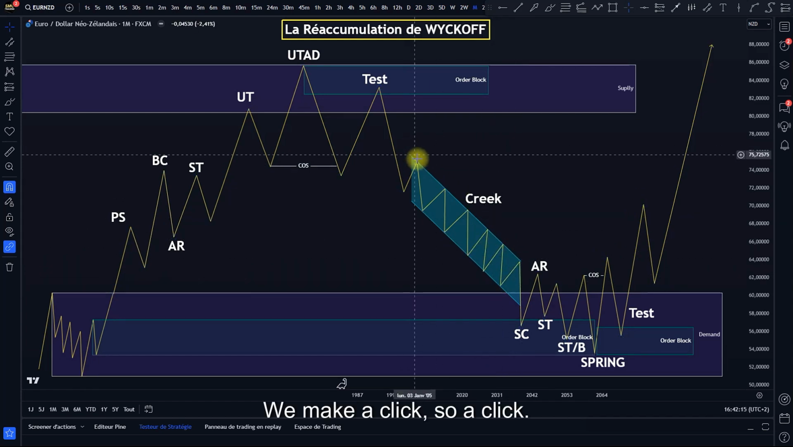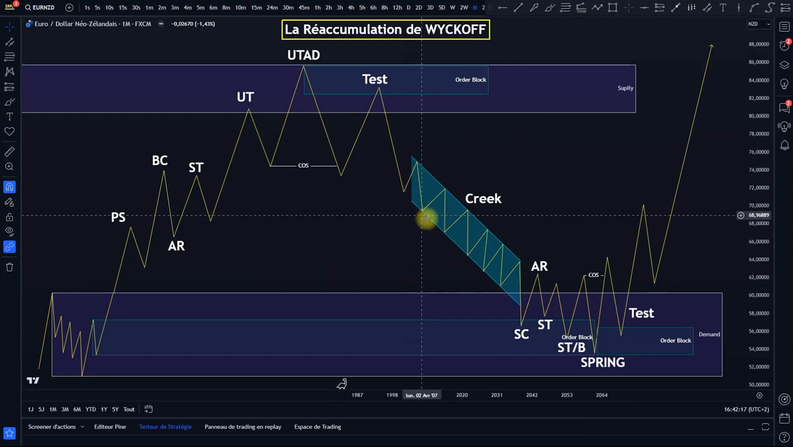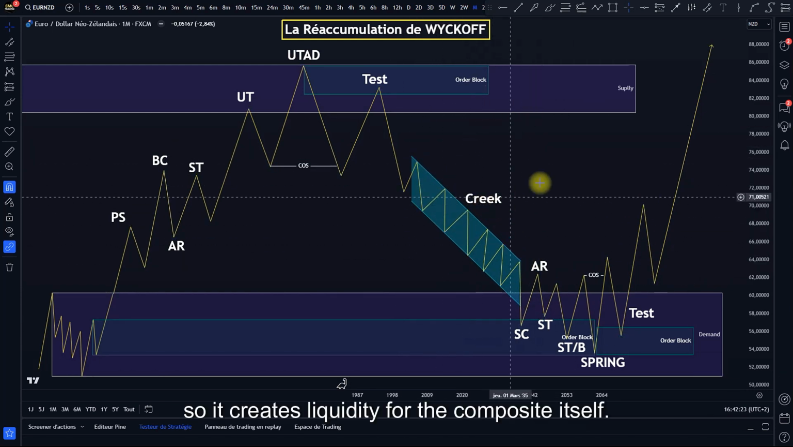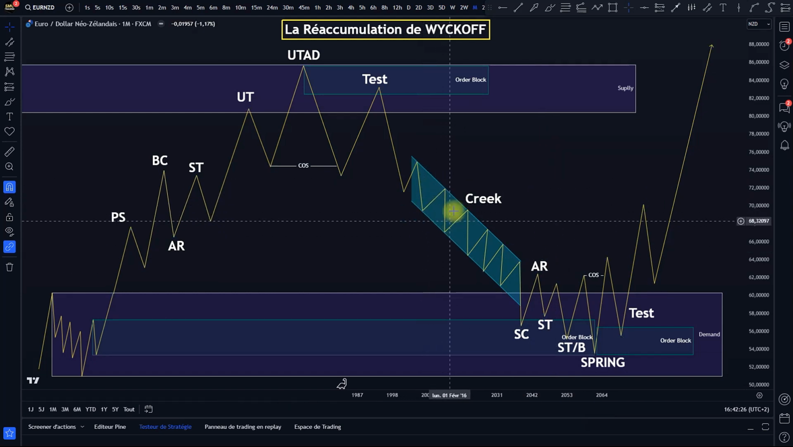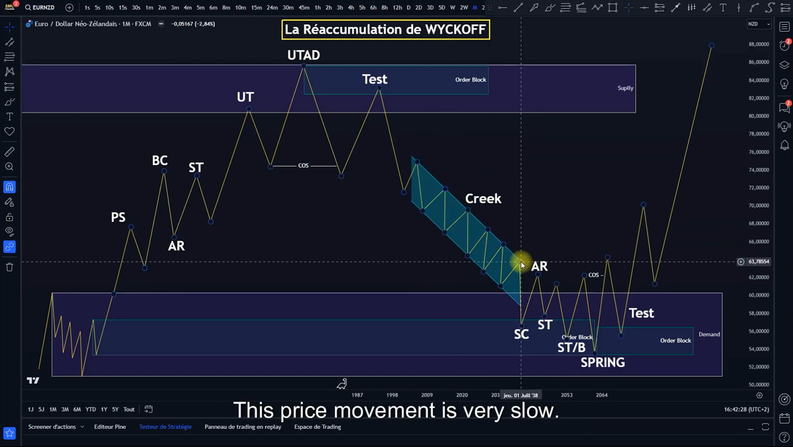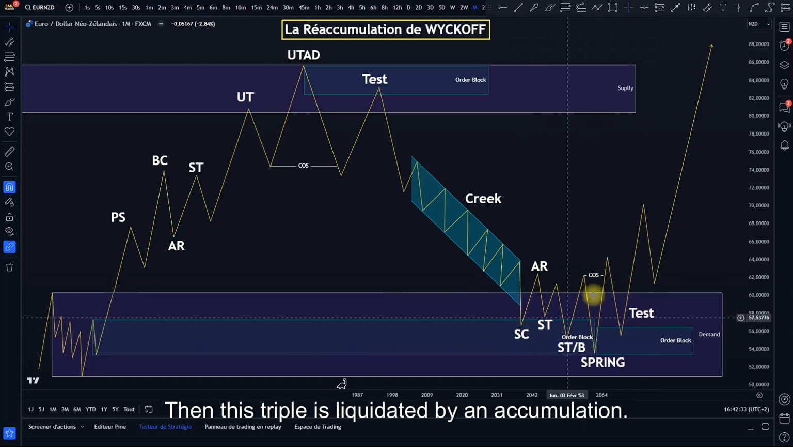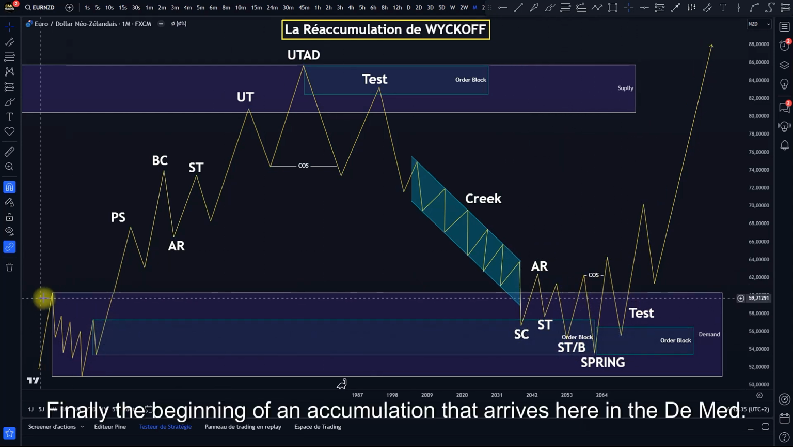We make a click, so a click. It's a kind of channel like this that actually represents resistance and support for retail traders. So it creates liquidity for the composite man itself. This price movement is very slow. Then this triple is liquidated by an accumulation. Finally, the beginning of an accumulation that arrives here.